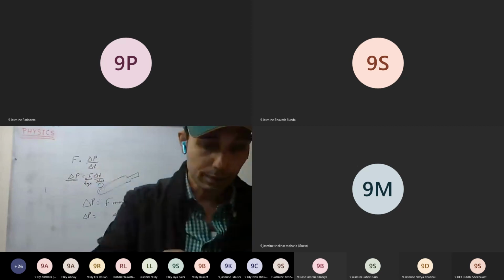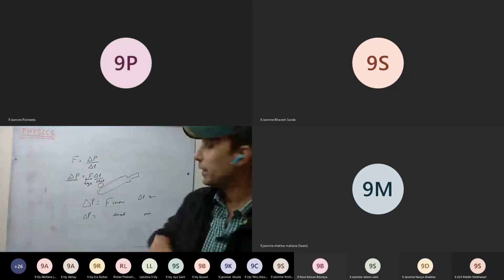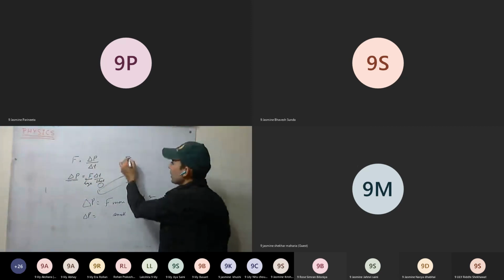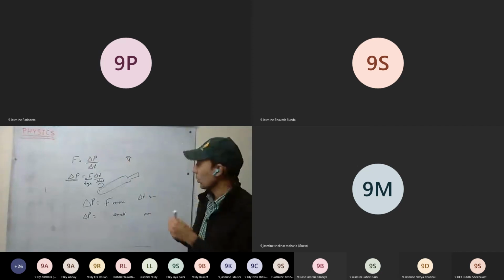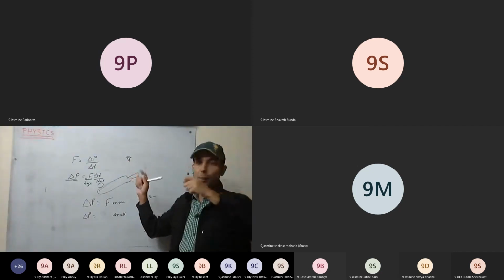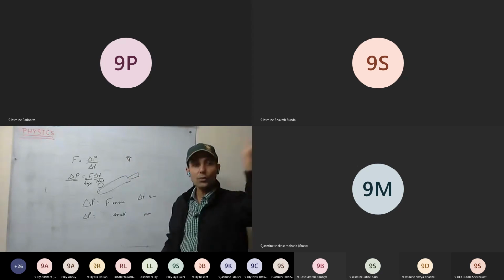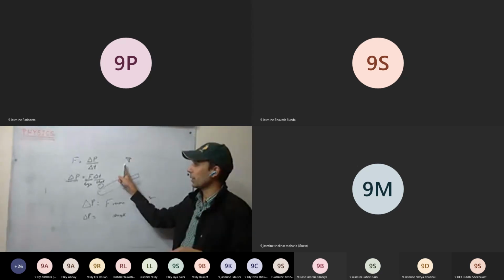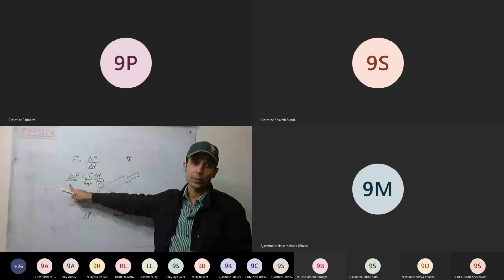Okay. Second example, hammering a nail. When we hammer a nail, we apply a huge force for a very small duration. So momentum will be produced.